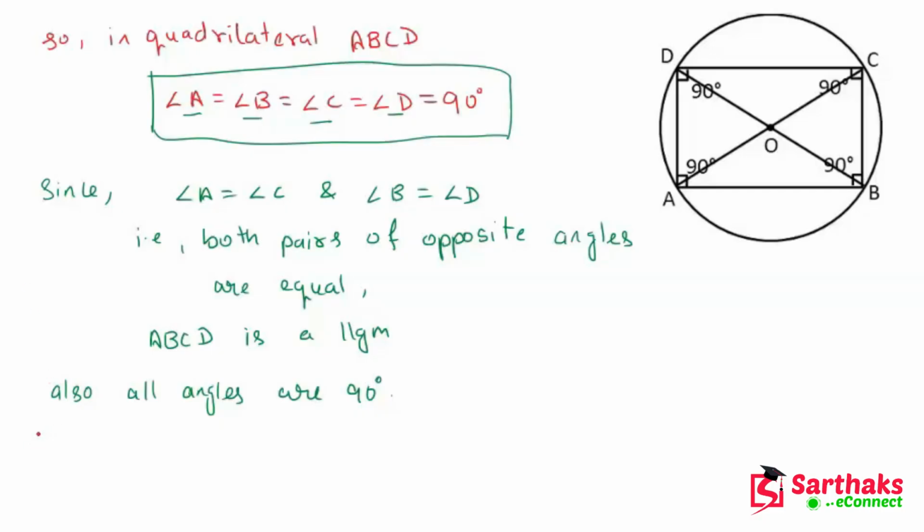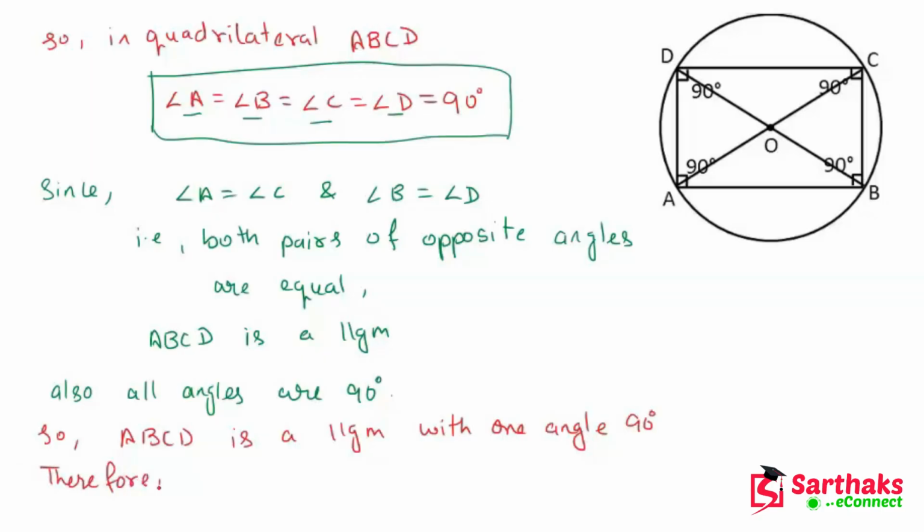So ABCD is a parallelogram with one angle 90 degrees. Therefore ABCD is a rectangle. Hence proved. I hope, my dear friends, you understand these things. So this is the proof of this question. Okay, now let's move on.